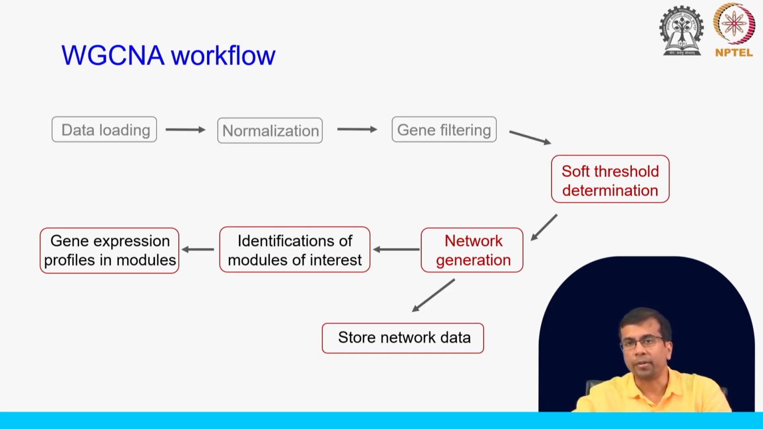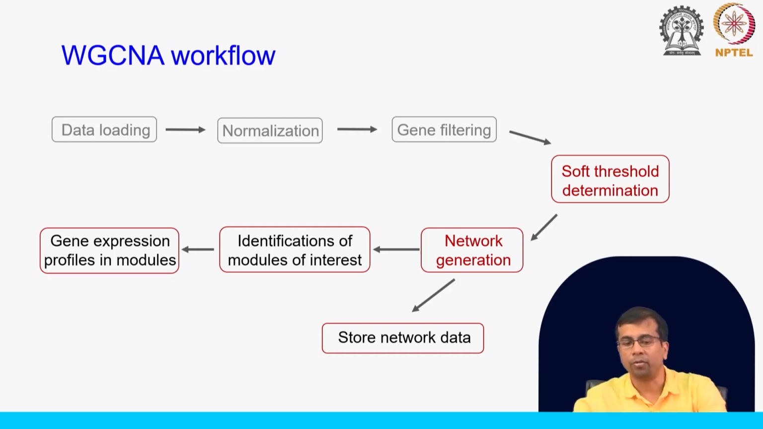Now, we took the top 10% genes, the genes that show the highest variance between cancer and normal samples across all samples, and we will be working with those 10% genes. With these genes, in this class we will be determining the soft threshold. We will see in a moment how we determine the soft threshold, and then we will do the network generation. Once we generate the network, we will store the network data so that we can visualize it with other tools, maybe do some network analysis as well.